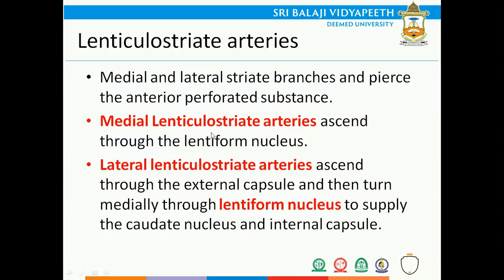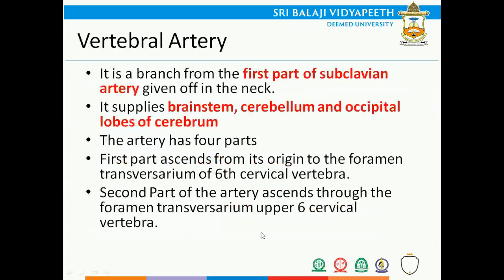So the medial lenticulostriate vessels and the lateral lenticulostriate vessels are the ones that supply the external capsule, and they turn medially through the lentiform nucleus. And then they supply the caudate nucleus and the internal capsule that is seen within the cerebrum.